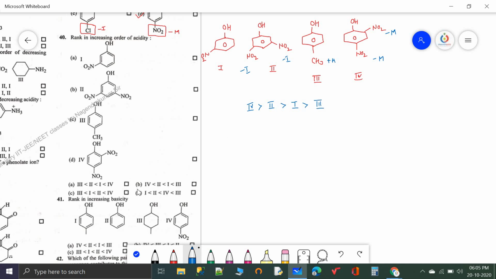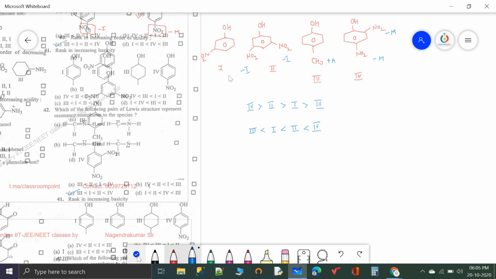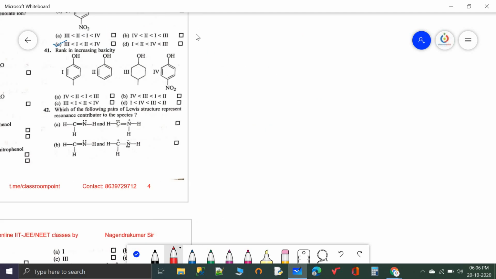But the order is given in less than order, and here we have written the greater than order, so let's write 3 is less than 1 is less than 2 is less than 4. This order is present in 3, 1, 2, 4. Option C is correct. Let us see the next question, 41.